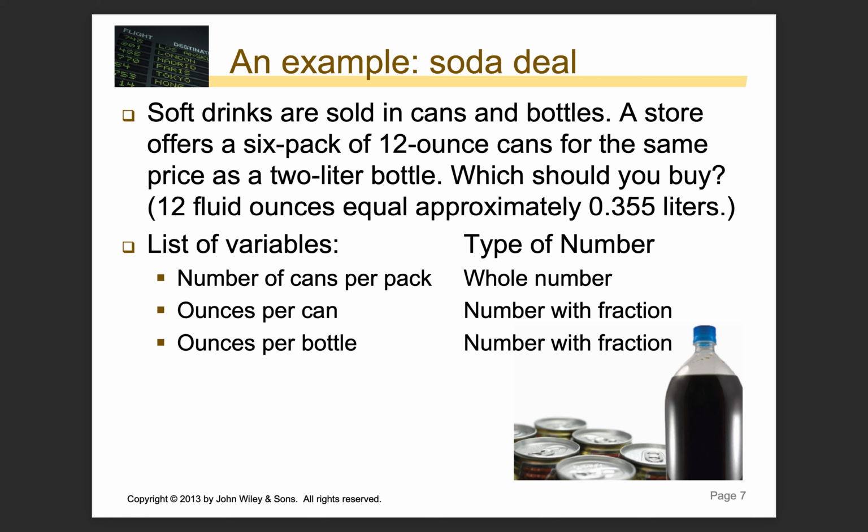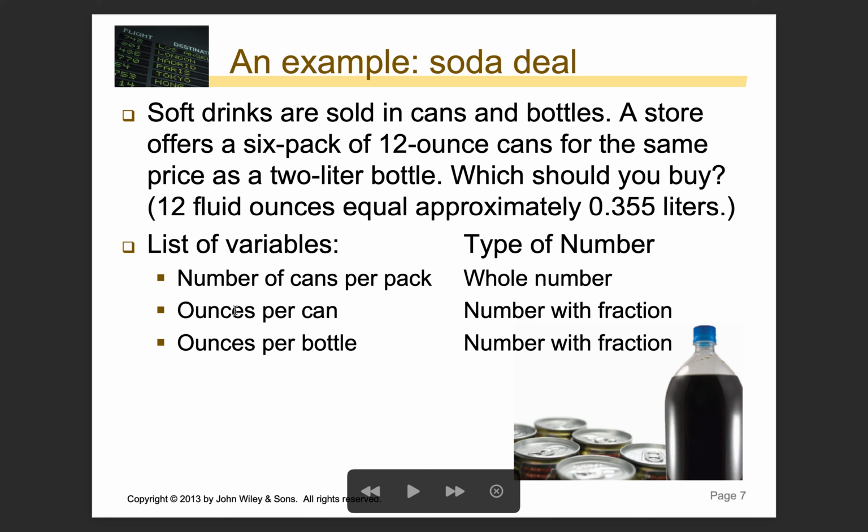So we're going to need to know the number of cans per pack. And the type of number this is a whole number. You can only have a whole number of cans in a pack. You cannot have 3.5 cans in a pack. You could only have 3 or 4. In our case, we've been told that there are 6 cans in a pack.